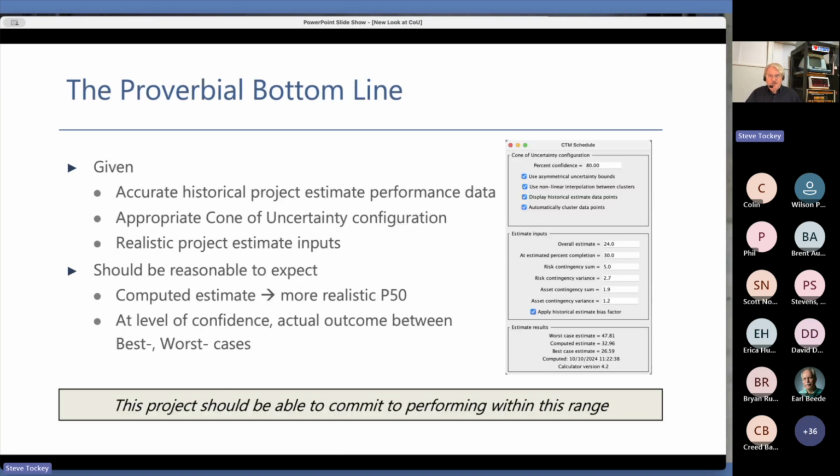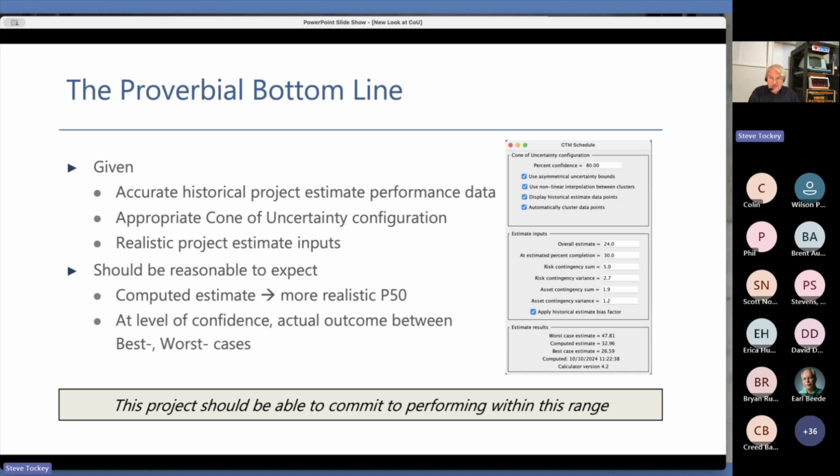Okay, so the proverbial bottom line, given that you have accurate data, that the historical project estimate performance data you're using is representative data from your organization, given that you've configured the cone of uncertainty with the percent confidence and symmetrical, asymmetrical, and all of that kind of stuff, and given that the estimate inputs of overall at what point you are in the project, and if you're doing risks and assets, assuming that all that is reasonable, then it should also be reasonable to expect that what is reported as the computed estimate is the true 50-50, as likely to do better than as worse than, and that the best case and the worst case are telling you what the reasonable commitment range is.